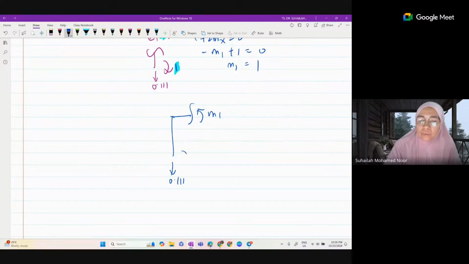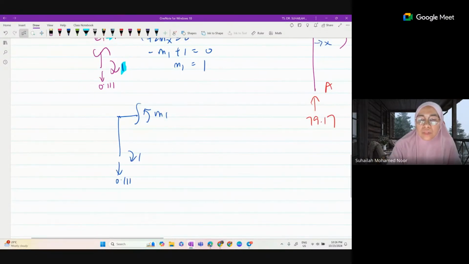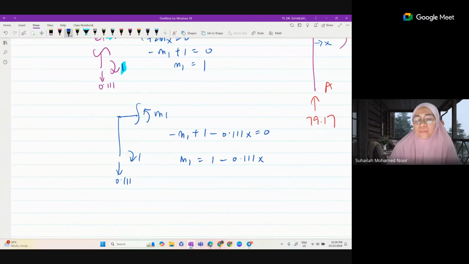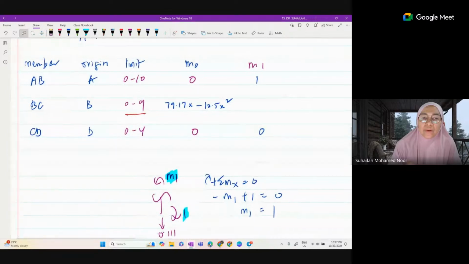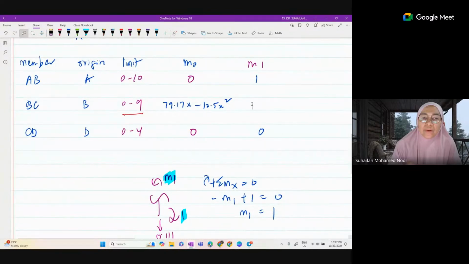0.111, 1 here. So for this, it is negative M1 plus 1 minus 0.111x. So we get here M1 is equal to 1 minus 0.111x. Is it correct? Okay, write it correctly. This is the equation for M1.